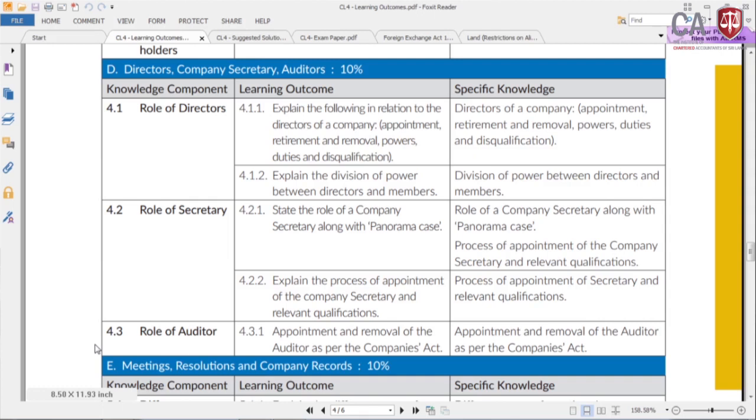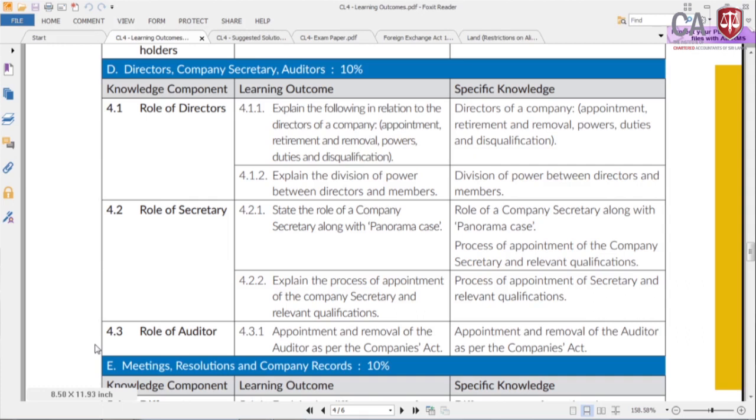The role of a company secretary along with the Panorama case, process of appointment of the company secretary and the relevant qualifications. Then you will be able to explain the process of appointment of the company secretary and relevant qualifications with the specific knowledge of process of appointment of secretary and relevant qualifications.